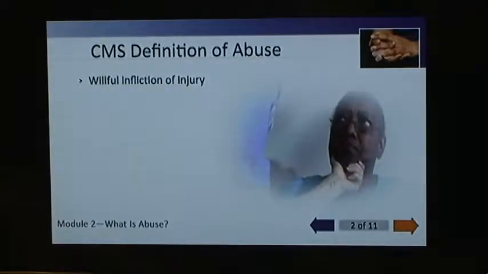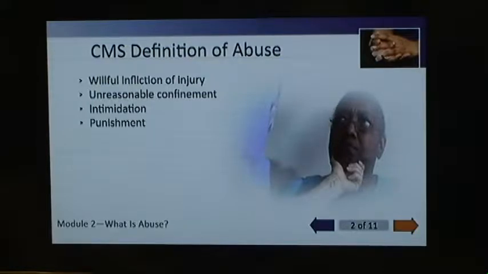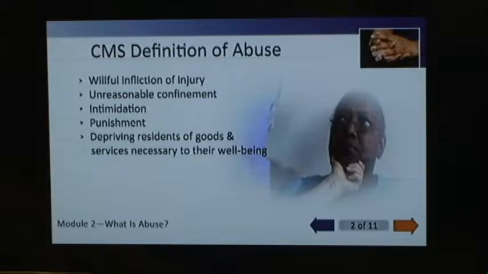So the CMS definition of abuse states that abuse is, number one, willful infliction of injury, unreasonable confinement, intimidation, punishment, depriving residents of goods and services necessary to their well-being.